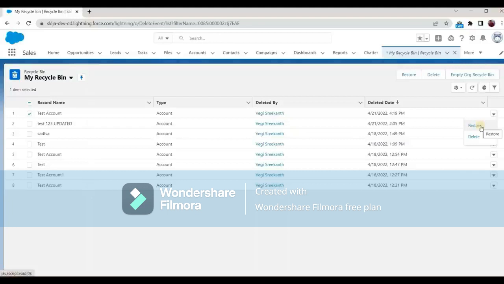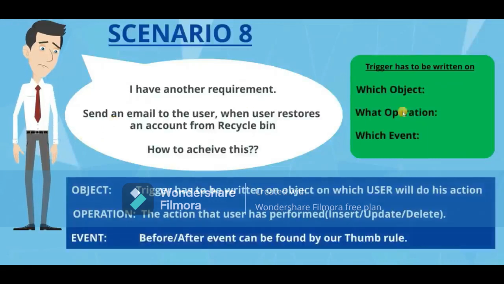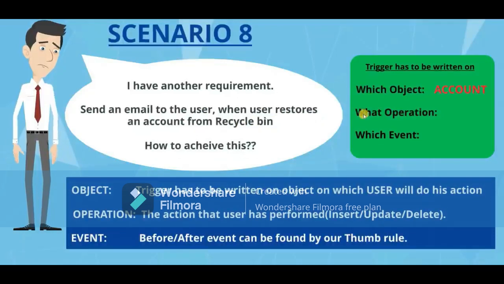Once restoration is done, the currently logged in user should receive an email saying that so and so account has been restored. That is for our reference. For this scenario, we need to write the trigger. So which object, which operation, which event? The object is determined by the object on which the user does the action. The user restores an account, so basically the object would be account here.